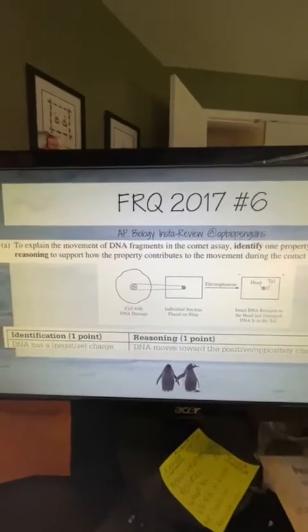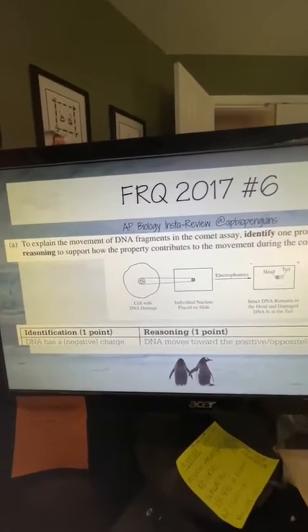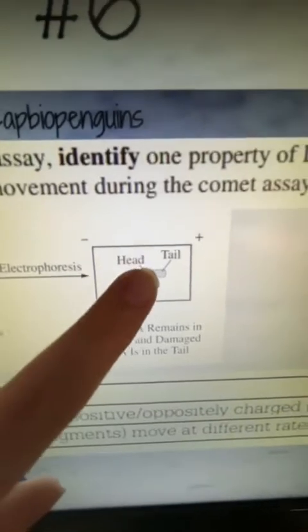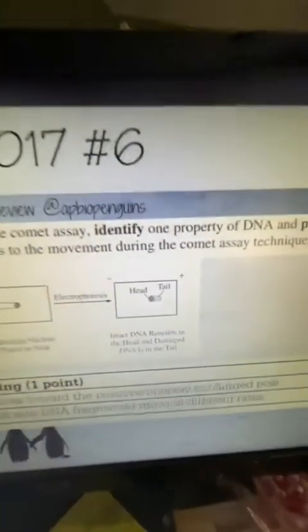The second way you could have gotten a point here isn't as logical. You would have said that they could have been different sizes. The reason why we see a tail instead of a whole second head is because they must be different sizes. And when you run the gel, in gel electrophoresis there are these little pores in the gel, and the smaller fragments can move a farther distance.